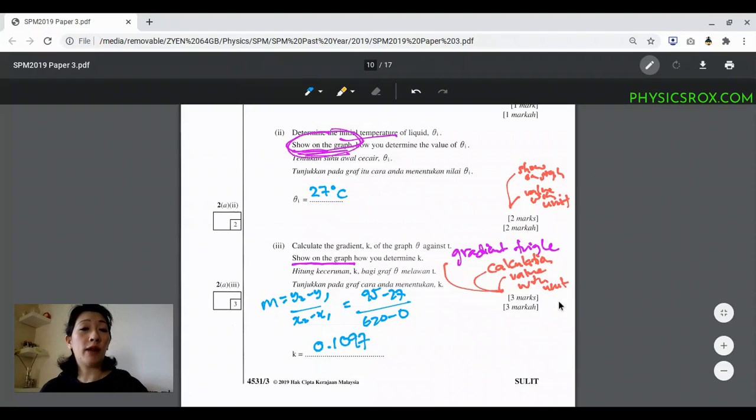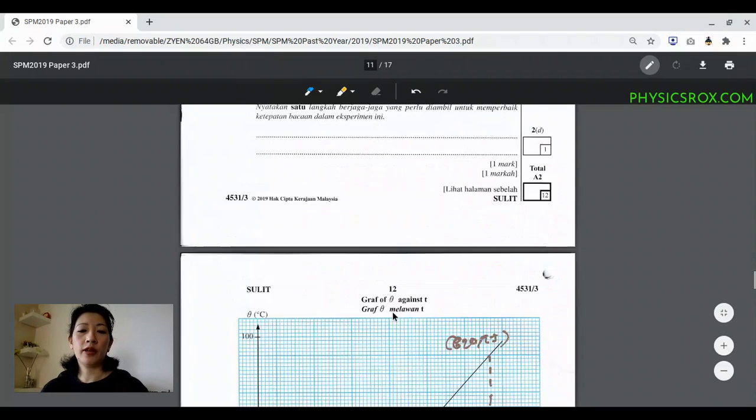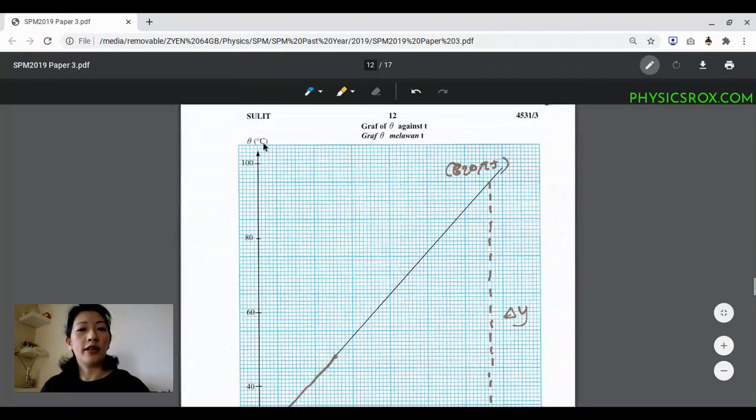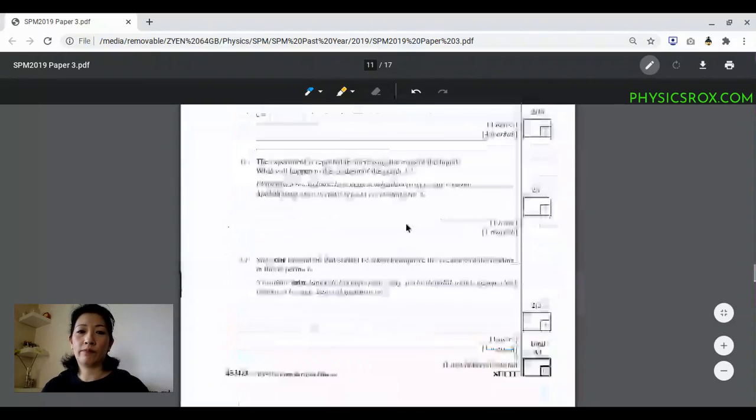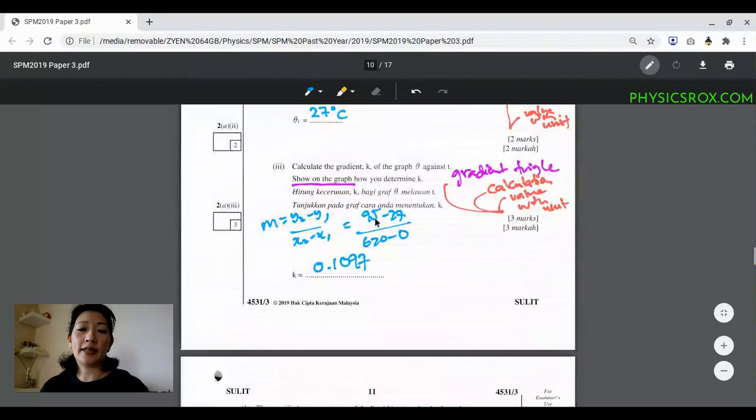But very importantly, please remember that you must put in your units. If you're wondering, oh my God, what are units for gradient? Units for gradient, of course, depend on the graph, which means that it does differ from question to question. How do we get the unit? Look at the unit for the y-axis and look at the unit for the x-axis. For example, in this particular graph, the unit for the y-axis is degrees Celsius and the unit for the x-axis is seconds. So you can think of it as degrees Celsius divided by seconds. And that's your unit, degrees Celsius per second.